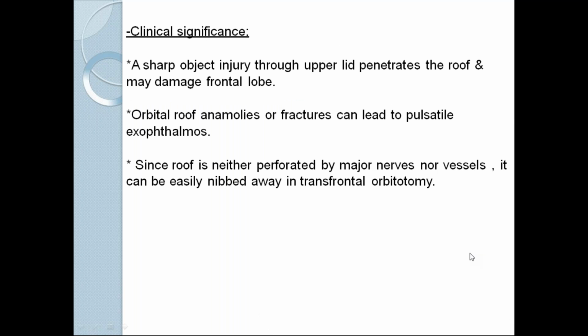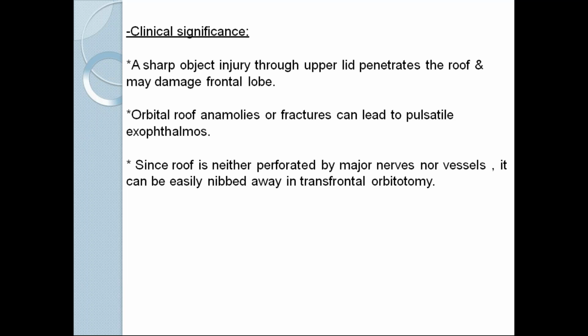Okay. So, now what is its significance? The significance is a sharp object injury through the upper lid can penetrate the roof and damage the frontal lobe. Whenever there are orbital roof anomalies or fractures, it can lead to pulsatile exophthalmos. What is pulsatile? Because of the meningeal sheath covering the blood vessels, they can transmit some pulses. So whenever you try to palpate the swelling, you will have a pulsatile proptosis.